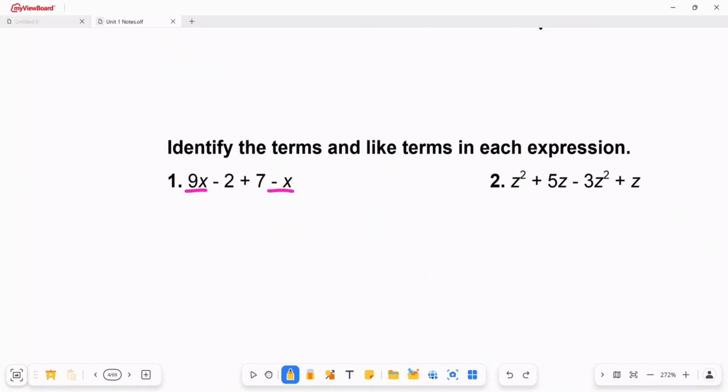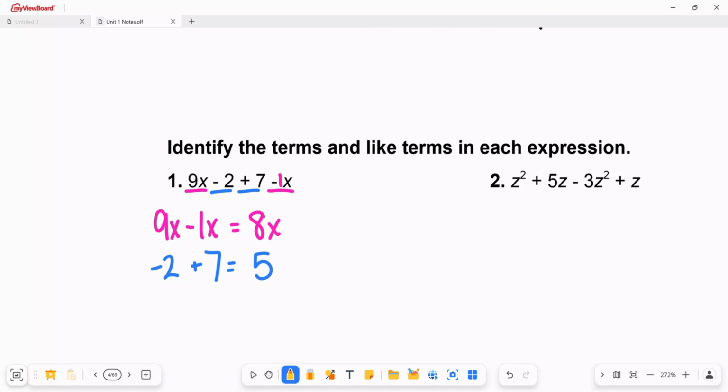Now, when it's just a negative right there, that means that there is a 1 hiding. So when I'm combining those, I'm reading it as 9x minus 1x because I'm taking that sign that came from the 1x with me, which then tells me I have 8x. Then I'm going to look at my next two pairings and say, okay, well, if I have a negative 2 plus this 7 here, well, negative 2 plus 7 is a positive 5.